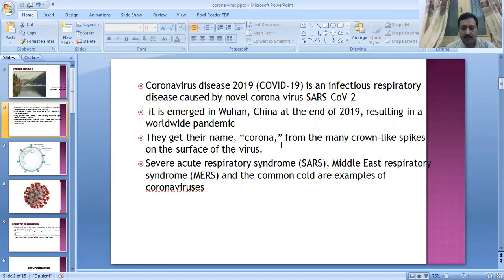The name coronavirus is because there are crown-like spikes on the surface of the virus. This is why it is called corona. Other types of coronaviruses cause respiratory diseases like SARS, severe acute respiratory syndrome, and Middle East respiratory syndrome, and the common cold. These are examples of coronaviruses which cause these types of disorders in the respiratory system.